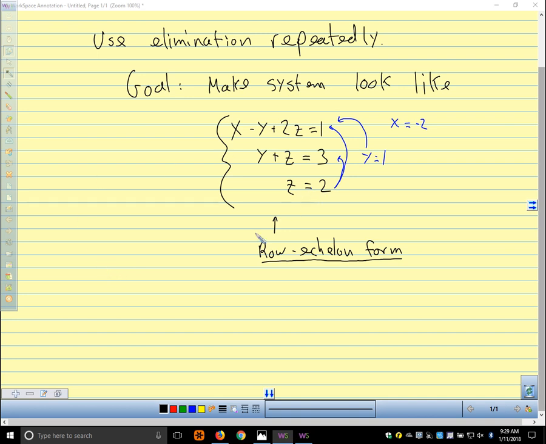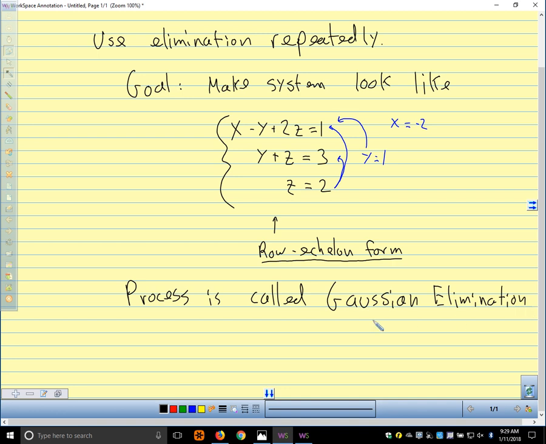The process that we use to get our system into row echelon form is called Gaussian elimination. Gauss was a very famous mathematician. I don't think he invented it. I think he was one of the first to formalize the process.